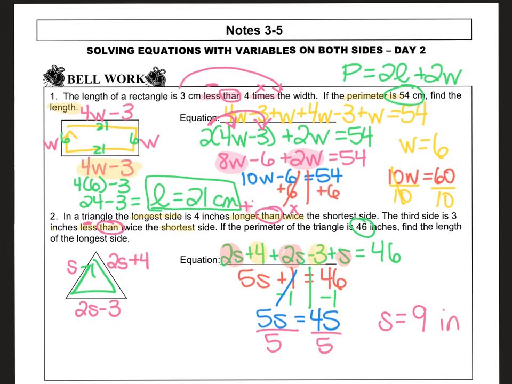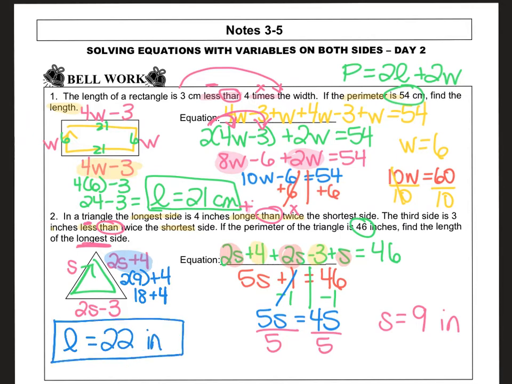But that's not what we want. We want the longest side, which, if you remember, was this one, 2s plus 4. So I'm going to go ahead and plug in my 9 for s. Into that, I get 18 plus 4. My longest side is 22 inches.